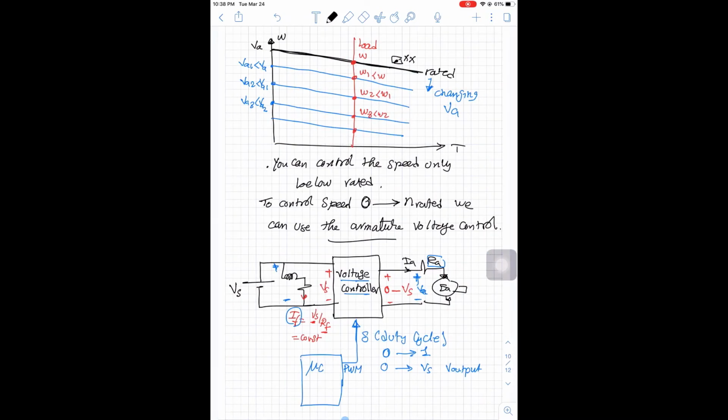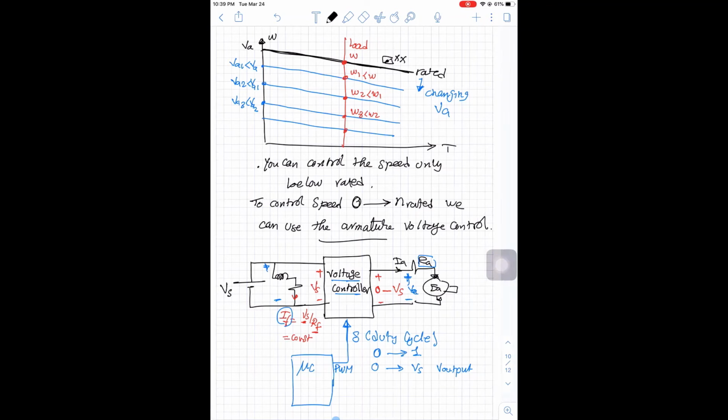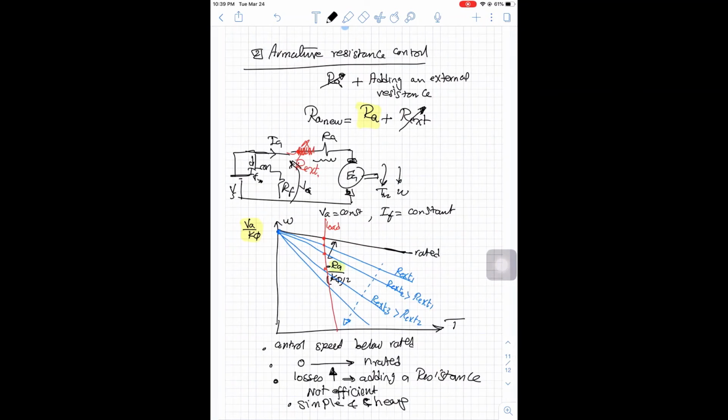For voltage control, it's more complicated because you have a voltage controller and you have another controller to send the order for the duty cycle, but it's efficient. For the resistance control, you have high losses because you have high power. So what is the idea? To reduce the speed, let's lose the power. This is not logical. If you need to reduce the speed, reduce the input, reduce V input. Don't add a resistance to take part of the load so you can reduce the speed. This is not logical at all. But this is one of the techniques used for speed control because of its simplicity, and its cost is very, very low compared to the other one.